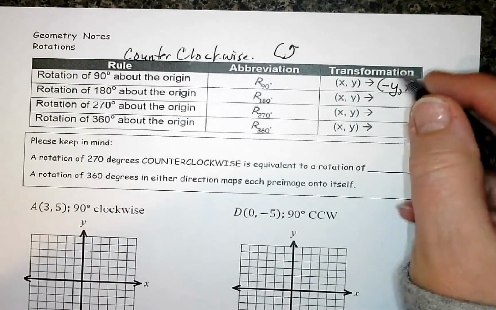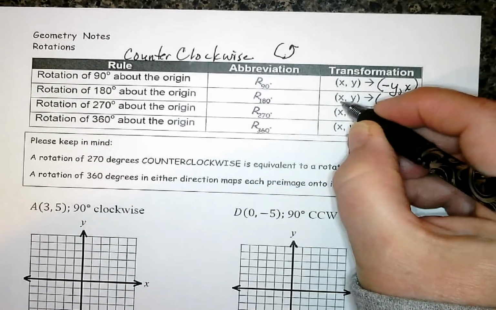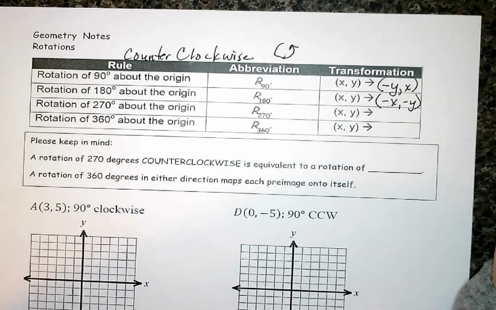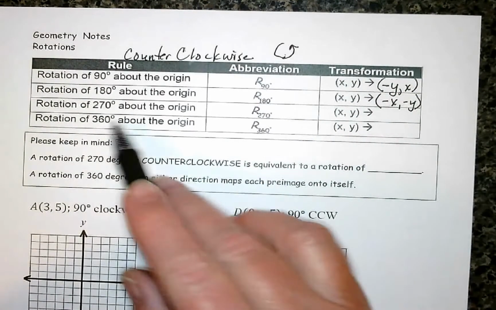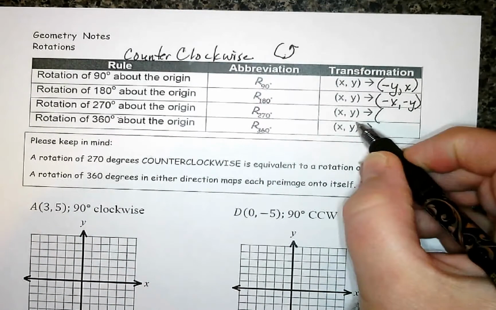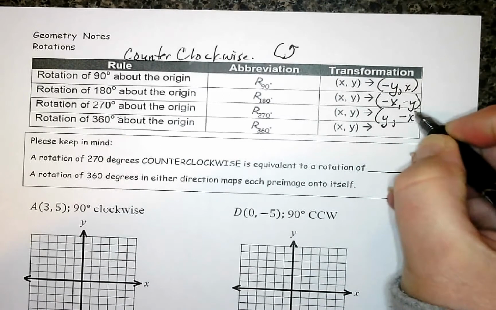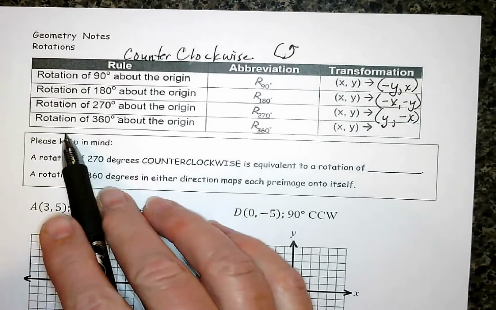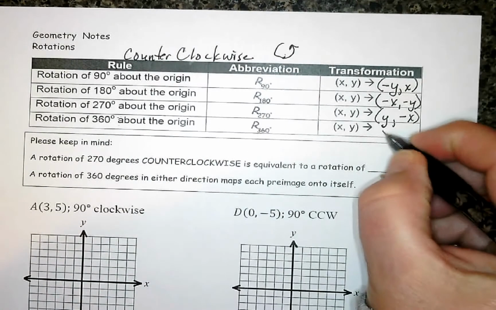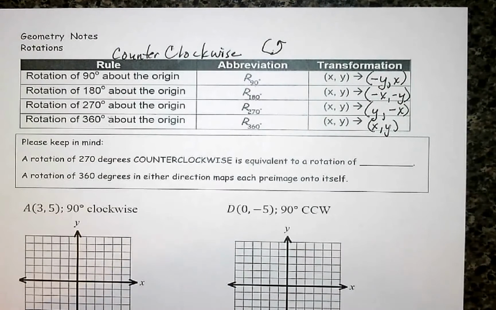To turn it 180 degrees, which is halfway around, we're going to change our points (x, y) to (opposite x, opposite y). To rotate 270 degrees counterclockwise, we're going to take our points (x, y) and change them to (y, opposite x). And then I hope you see that if I'm going to go 360 degrees, my points really are not going to change, because that would be one full turn around the origin.